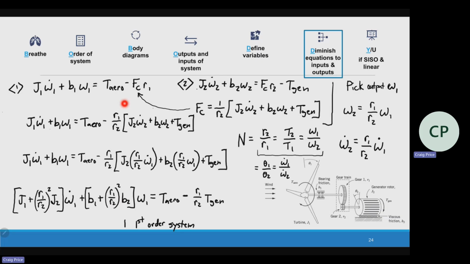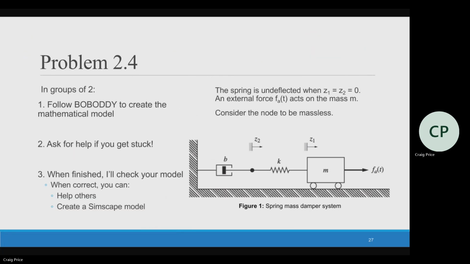All right, welcome back. What I'd like you to do in groups of two is solve this problem. So this is problem 2.4. We want a followable body. You can definitely ask me for help if you get stuck, and I can always check your model. When you are done, you can definitely help other people at your table. But today's goal is not only to create the mathematical model on paper. The other goal is to create the SimScape model.